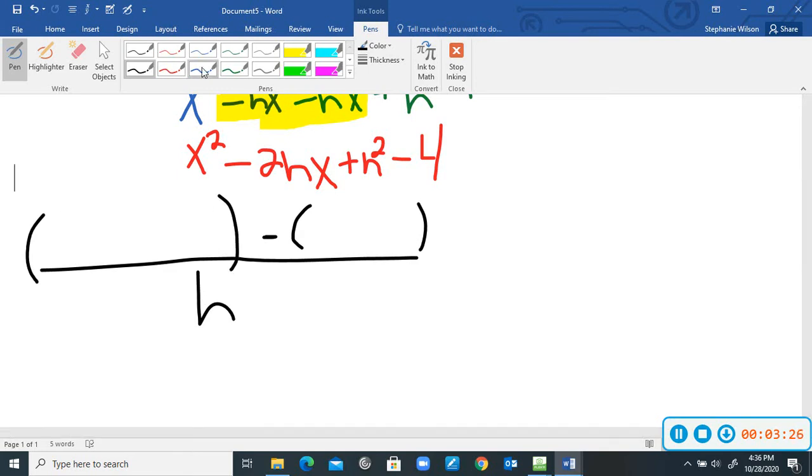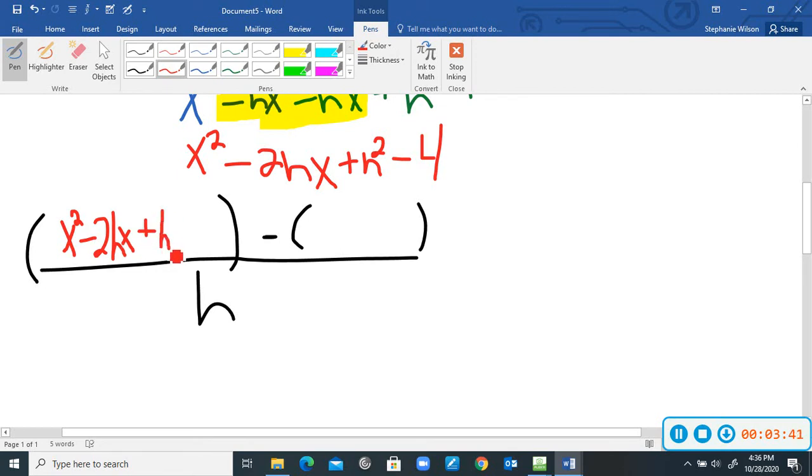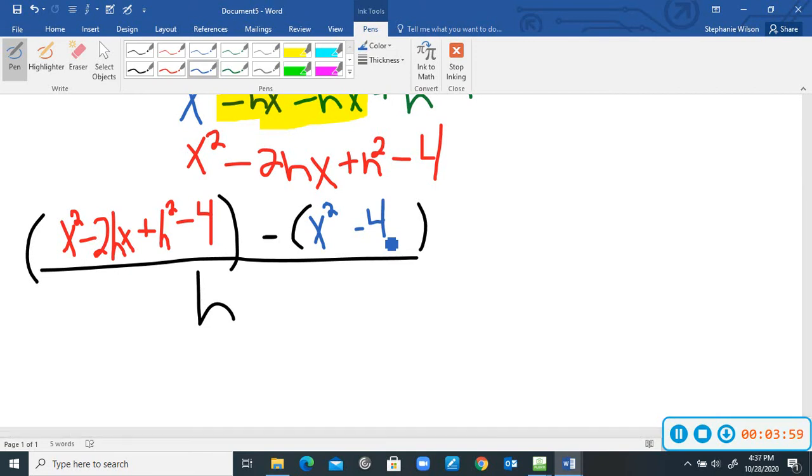Okay, so my f of x minus h is x squared minus 2hx plus h squared minus 4. My f of x is x squared minus 4. So I'm going to give you a little hint. If you do this correctly, your function of f of x will cancel out, and then you're left with this new function. So let's distribute the negative sign.